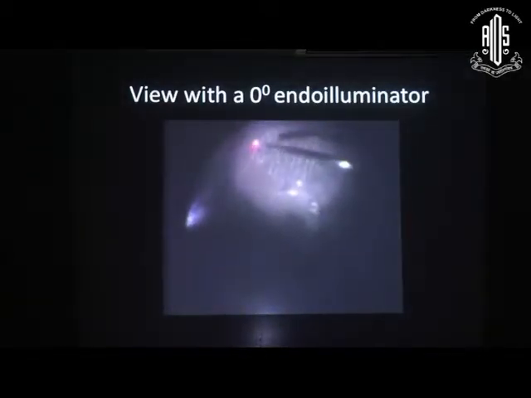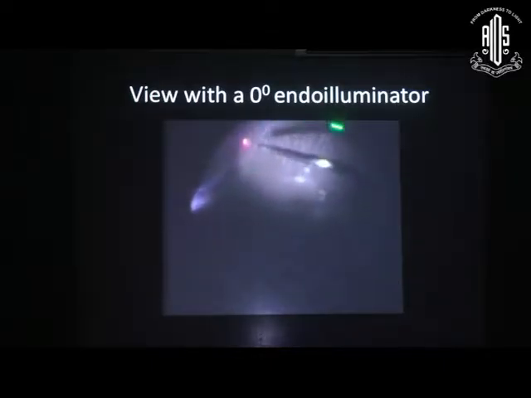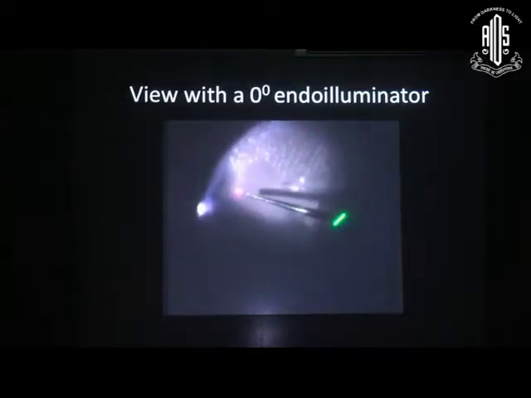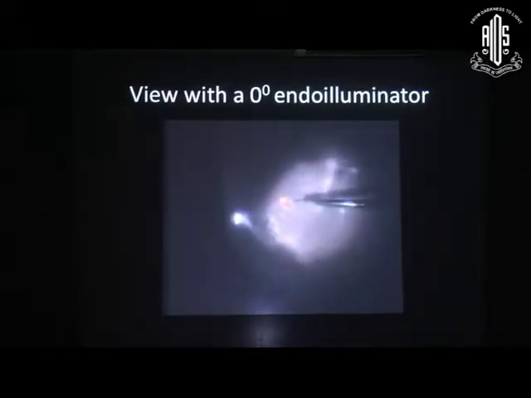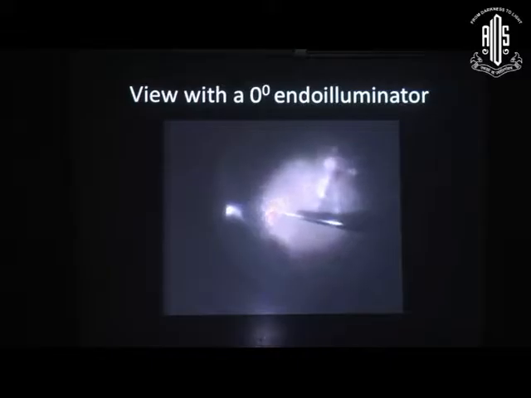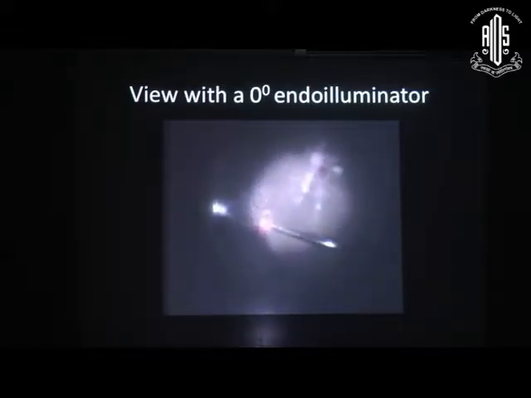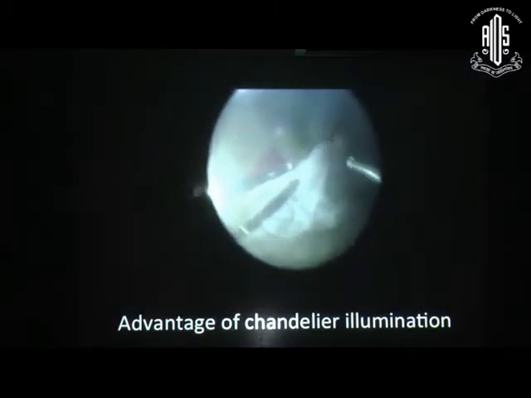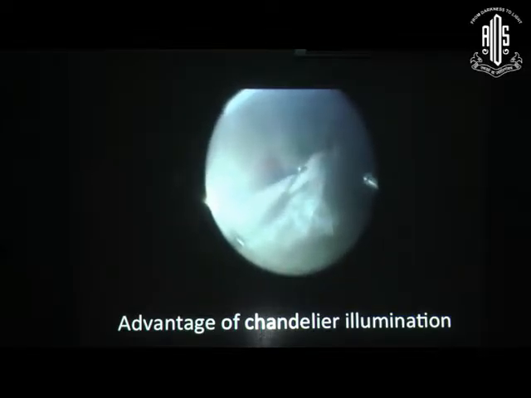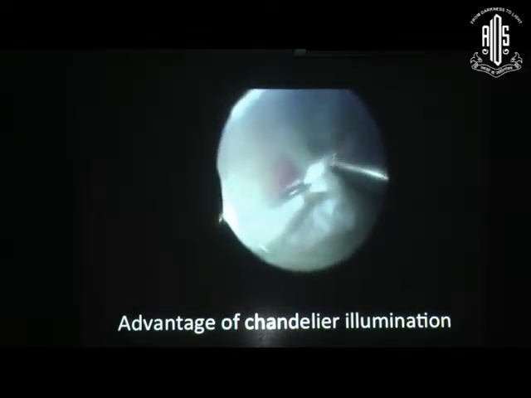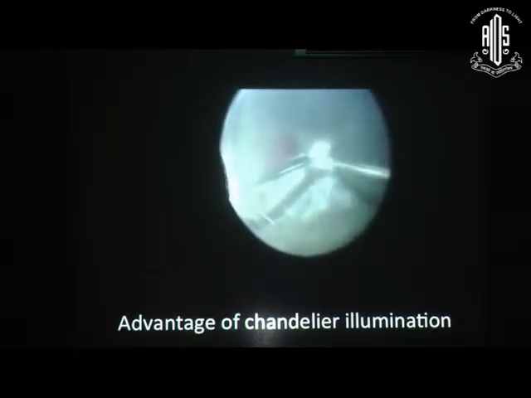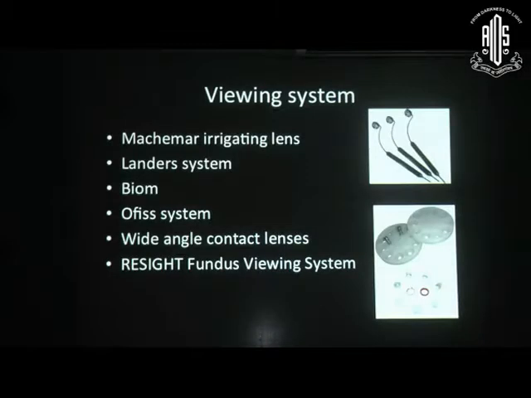You can use these 0-degree endo illuminators, but they provide a very limited area of visualization, as you can see here. Of course, you can use bullet light pipes, which afford a better view, or you could use, like I've mentioned, chandelier illumination, which helps you. You could also use, for specific purposes, an endo illuminator here instead of doing bimanual surgery. So that could also be helpful.